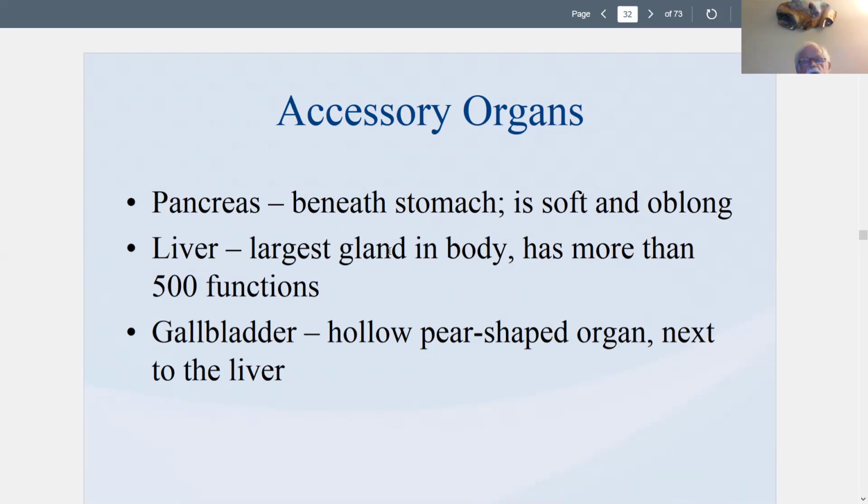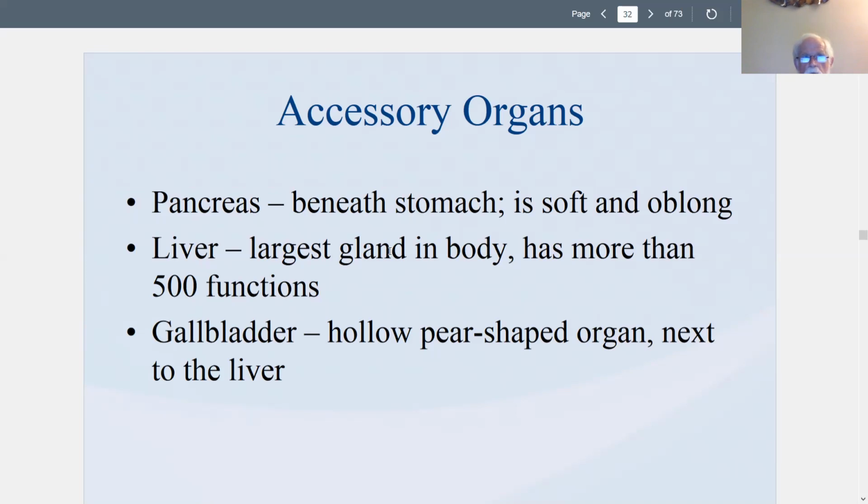It secretes glucagon and insulin, and a number of important digestive enzymes come from the pancreas. The liver is the largest gland in the body. It has 3 lobes, 500 functions. The liver is one of the few organs that will regenerate.